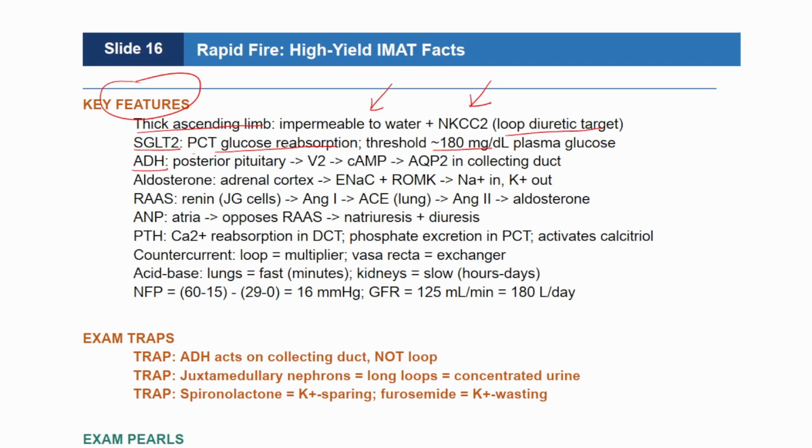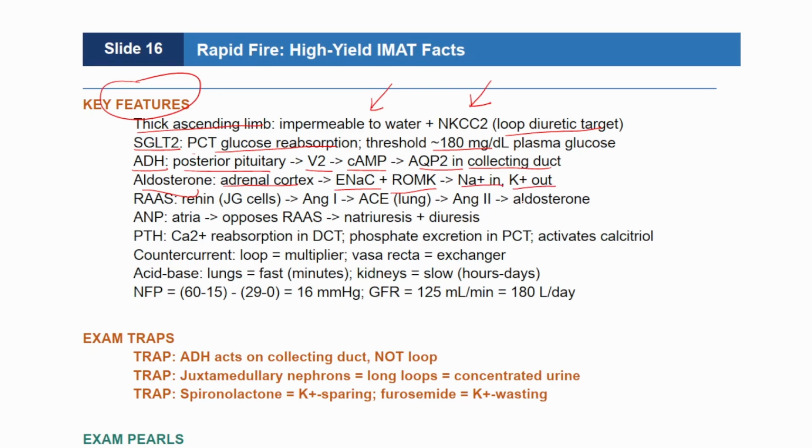Antidiuretic hormone is released from the posterior pituitary, binding to V2 receptors to activate a cyclic AMP second messenger system that inserts aquaporin 2 channels into the collecting duct. Similarly, aldosterone is secreted from the adrenal cortex to increase ENaC and ROMK expression, driving sodium reabsorption and potassium excretion.